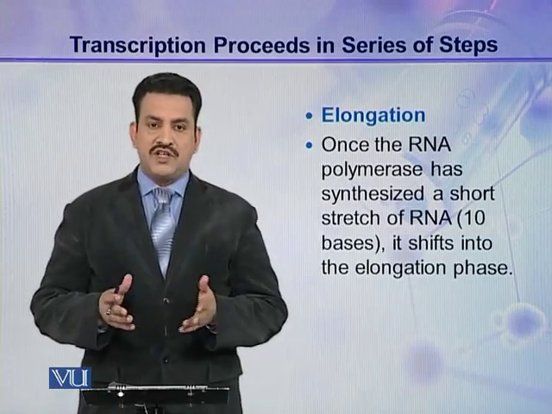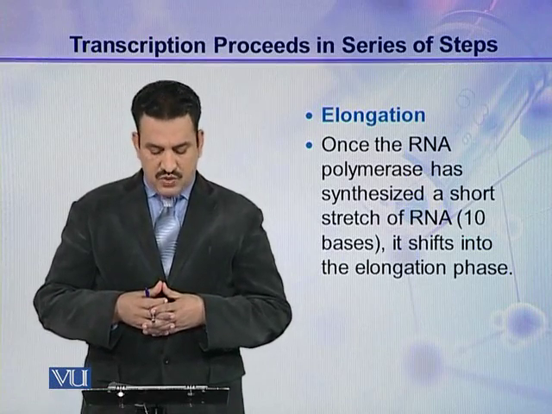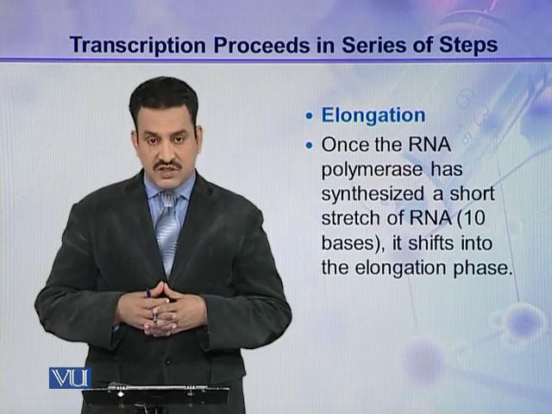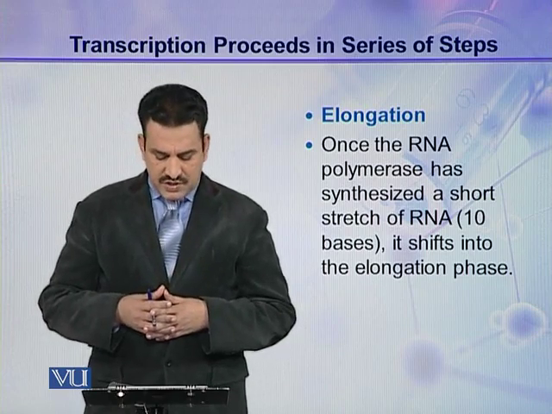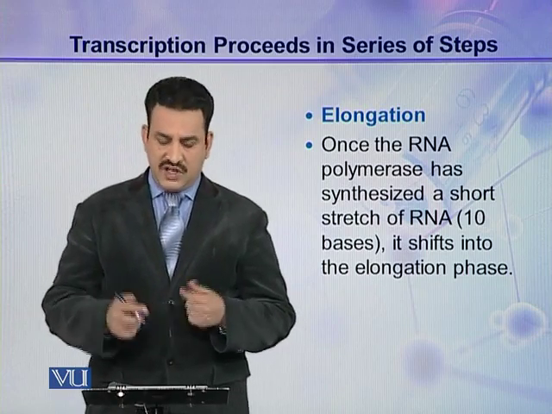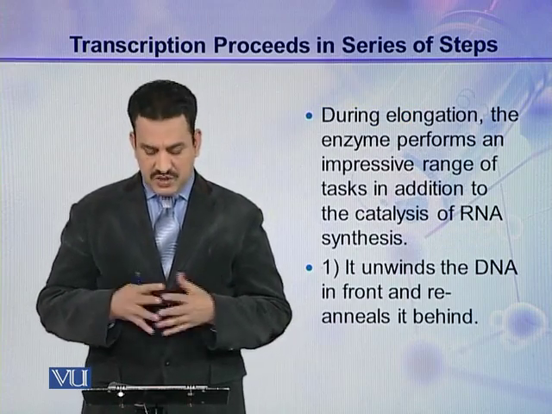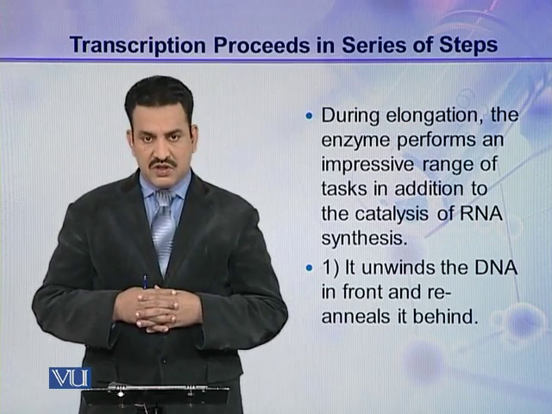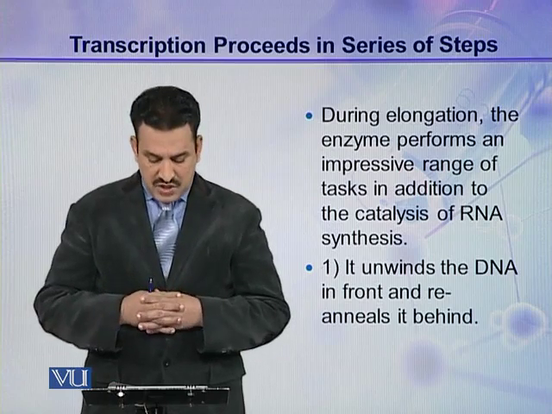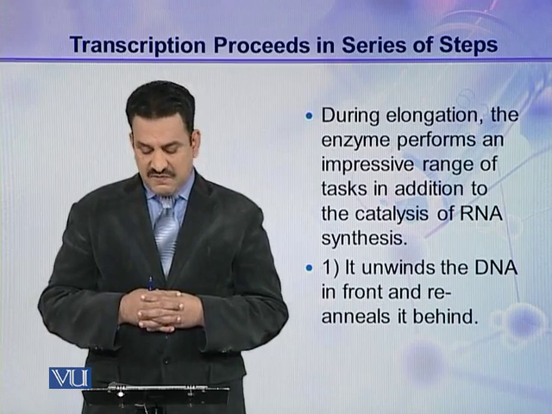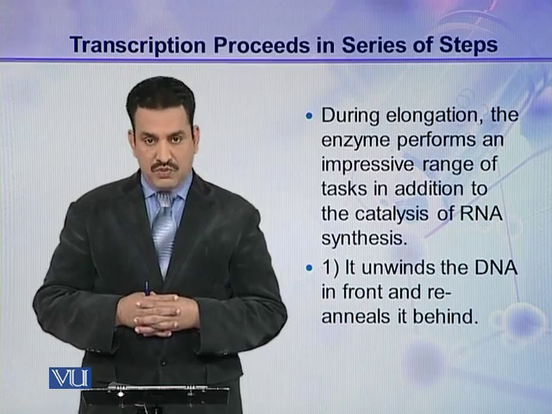So the second step of transcription is called elongation. Once the RNA polymerase has synthesized a short stretch of RNA, about 10 bases, it shifts into the elongation phase. So this is the second phase of transcription. During elongation, as the name indicates, the enzyme performs the synthesis of the RNA molecule in addition to a number of impressive tasks which are performed by this RNA polymerase.